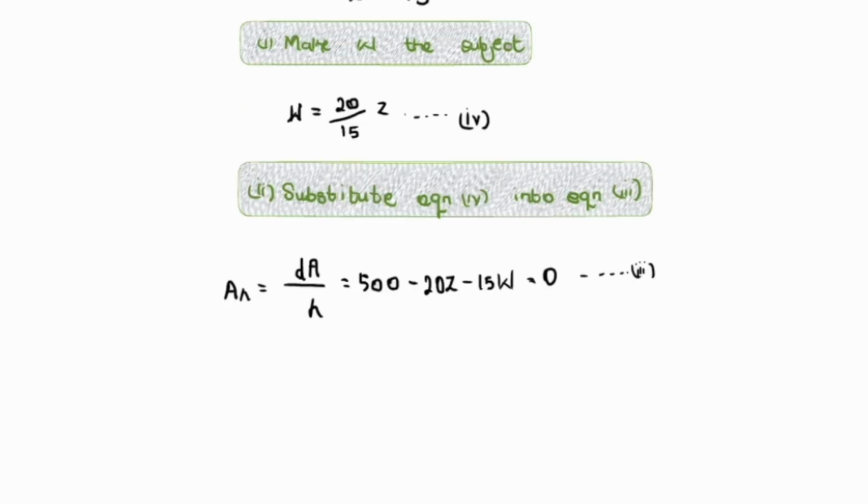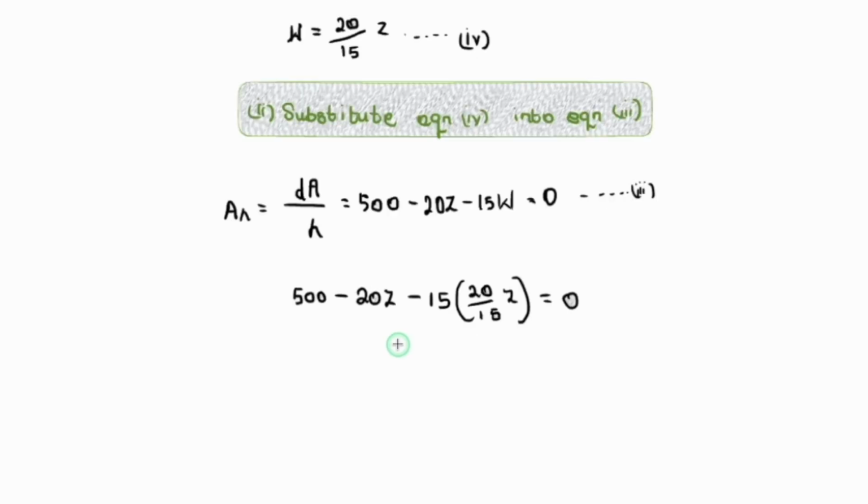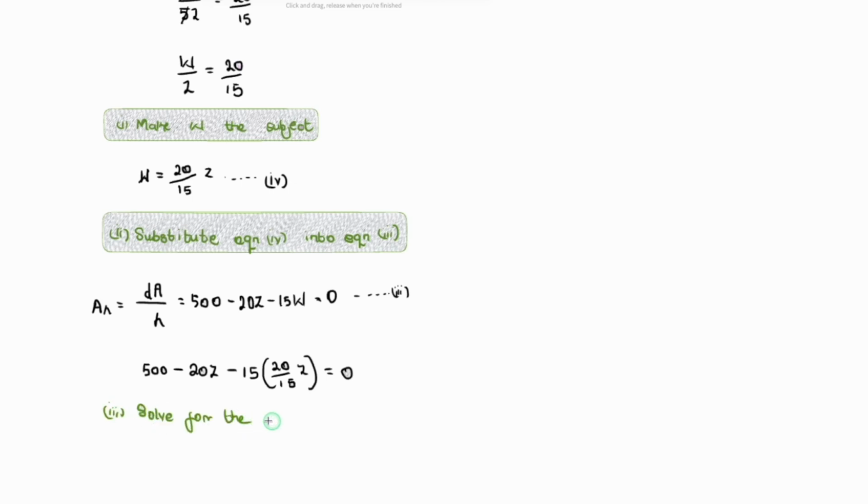So I'll write my equation as, no need for this now. I can simply rewrite it as 500 minus 20Z minus 15. Now where there is W, I put this 15 into 20 over 15Z equals to 0. You can see things are looking much better now. I am just solving for the value of Z, because now I only have one unknown. We initially had two. Now it's just one unknown. So I'll say solve for the value of Z.